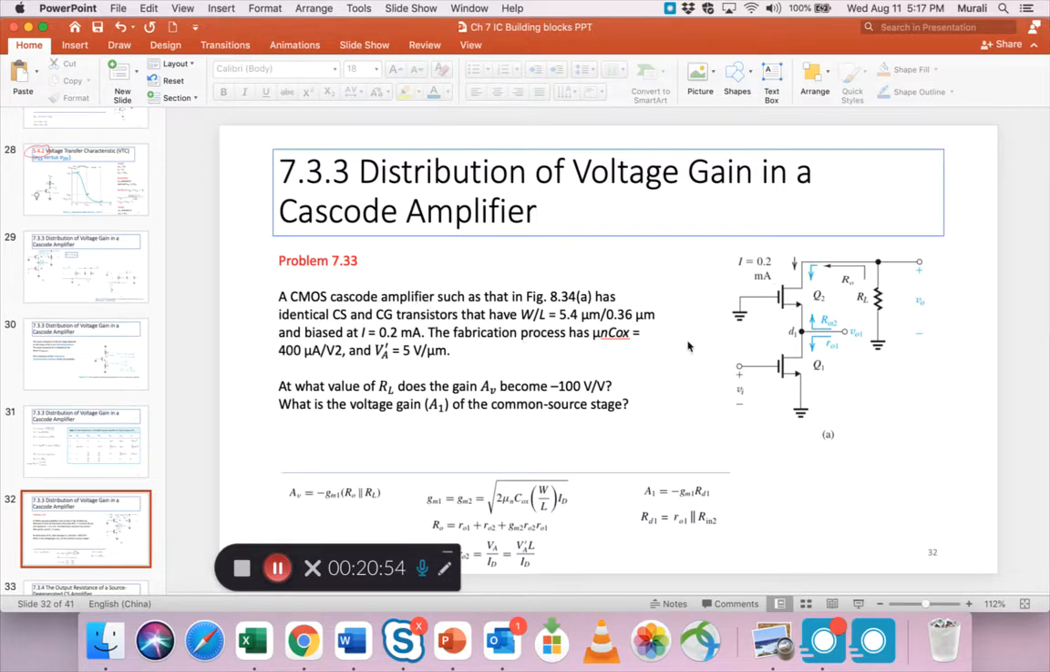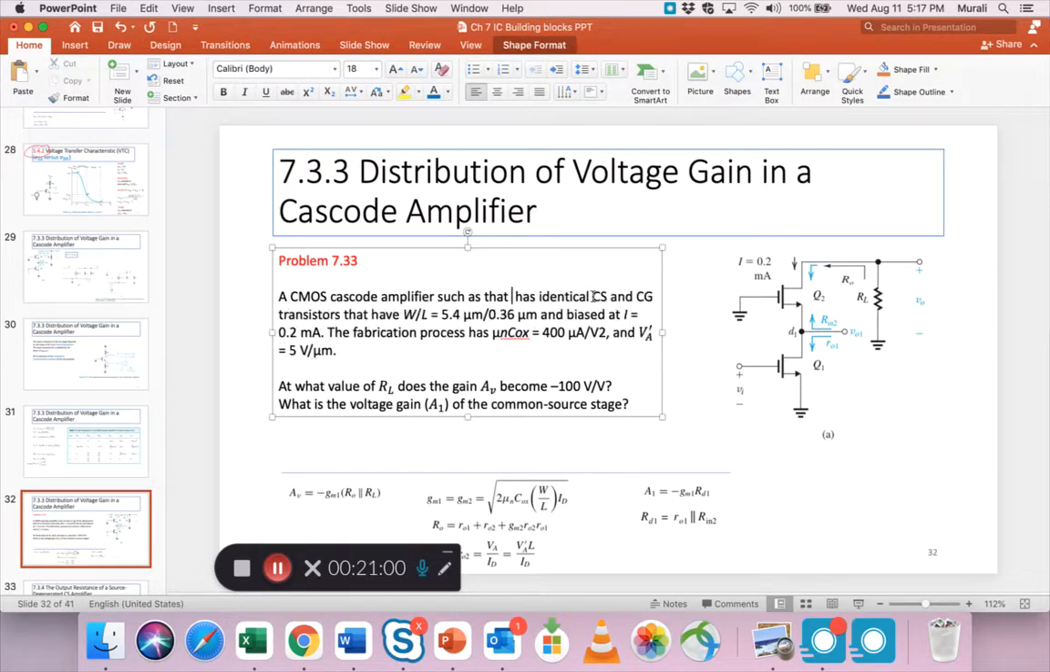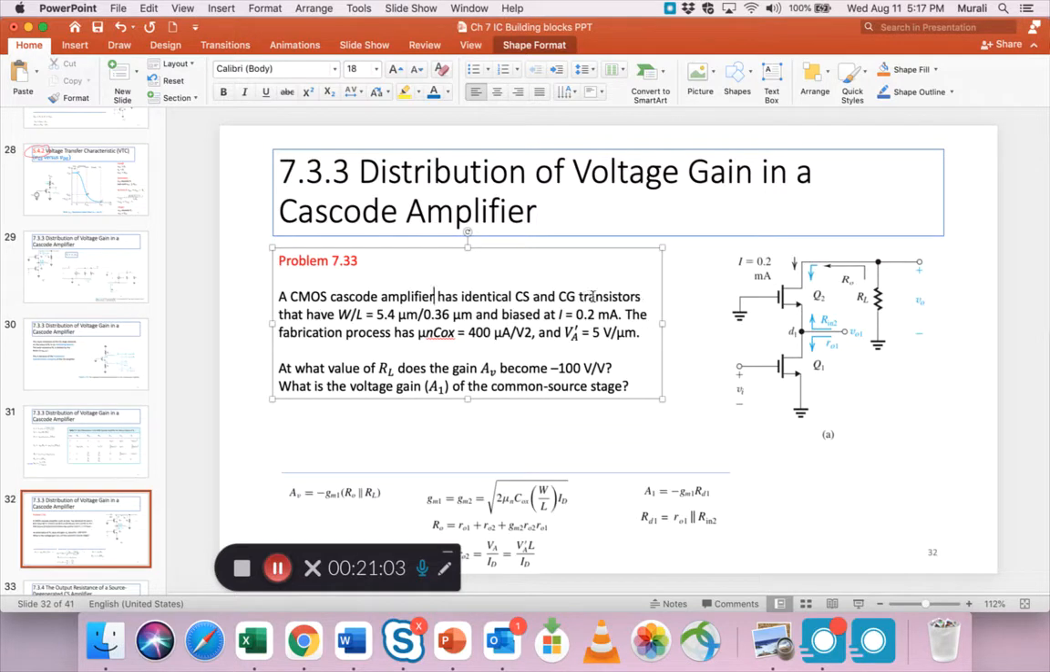A CMOS cascode amplifier, such as shown here. Actually, let me just take that out to avoid confusion, because some of these problems are from the 7th edition of the textbook. So that's why it refers to chapter 8 figures. But continuing here, so identical common source circuit and common gate transistor. Common source transistor for the gain cell, common gate transistor for the cascode, okay? The current mirror, as we call it.